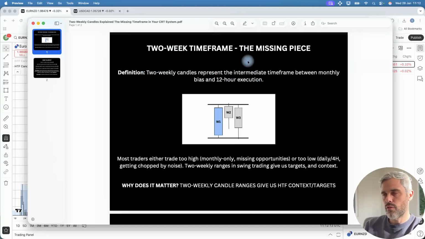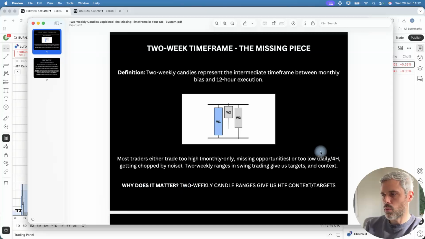It's your intermediate time frame that acts as an intermediary between the monthly and your price action, and even the weekly candle to an extent. So most traders either trade too high, just using the monthly and missing opportunities, or they're too low, on the daily, the 4-hour, maybe the weekly candle, getting chopped up by noise. So the 2-weekly range gives you, in swing trading, better context and high probability targets, especially when you use it in conjunction with the monthly candle.